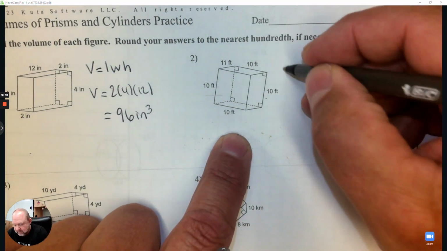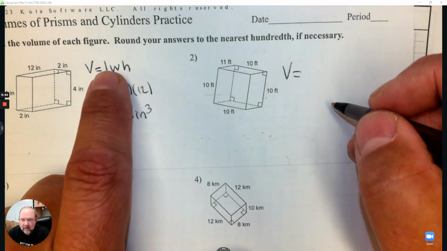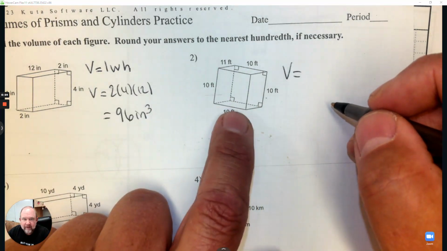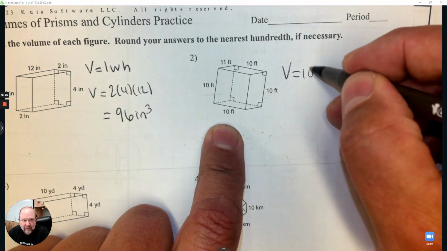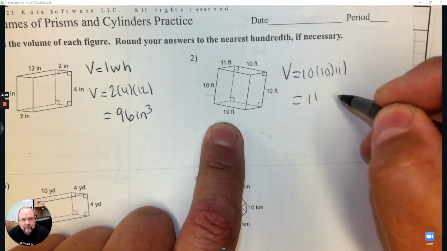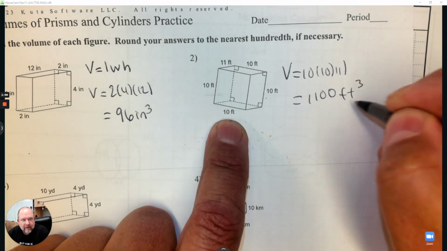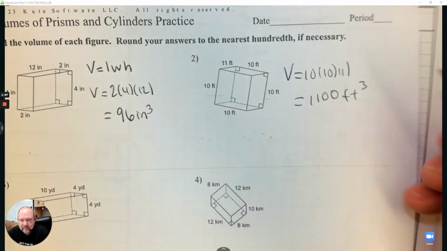All right, now's your chance. Can you find the volume of this rectangular prism? So again, this is the formula. Each dimension we're going to multiply together. So 10 by 10 by 11. And then make sure you have the letters and cubed.